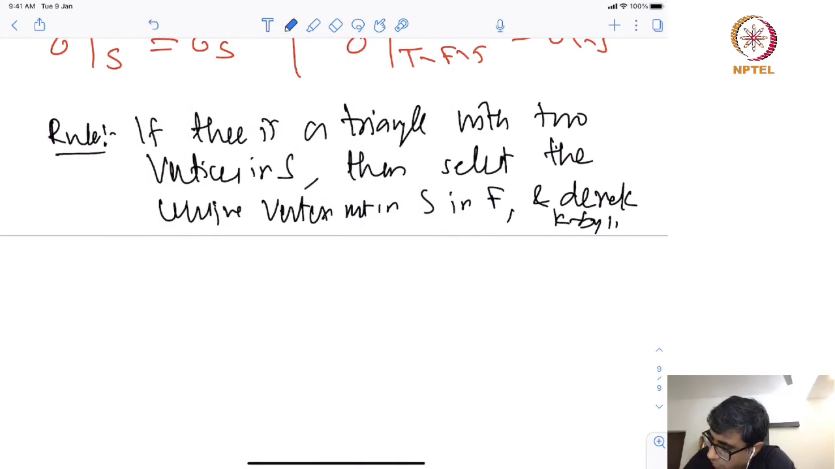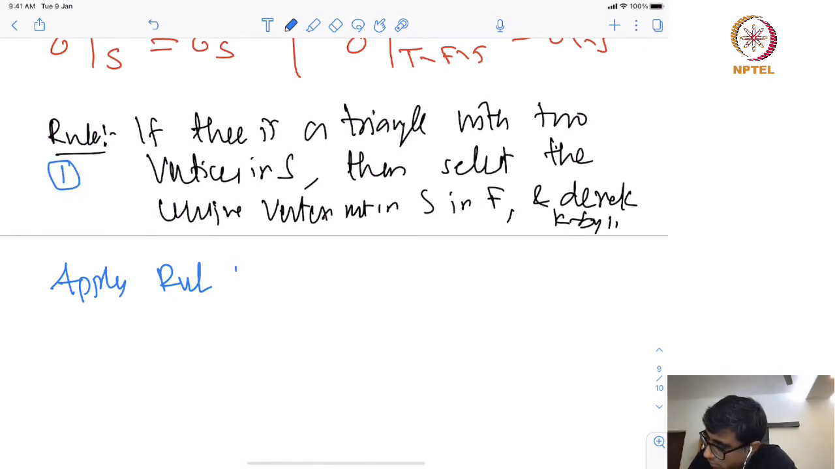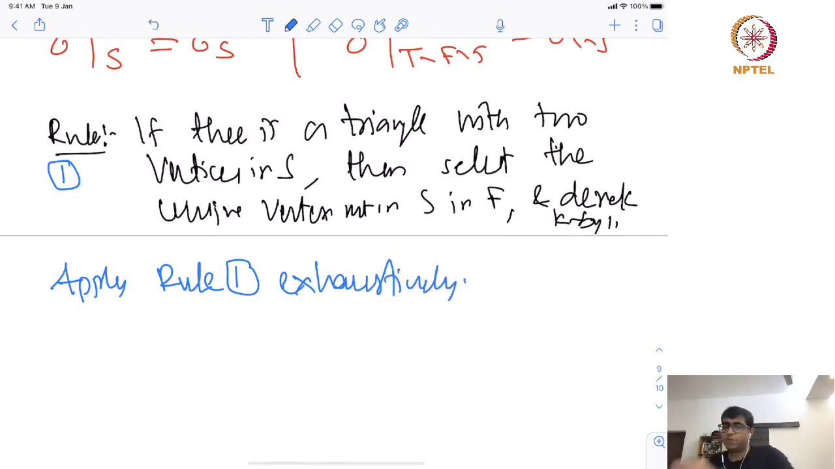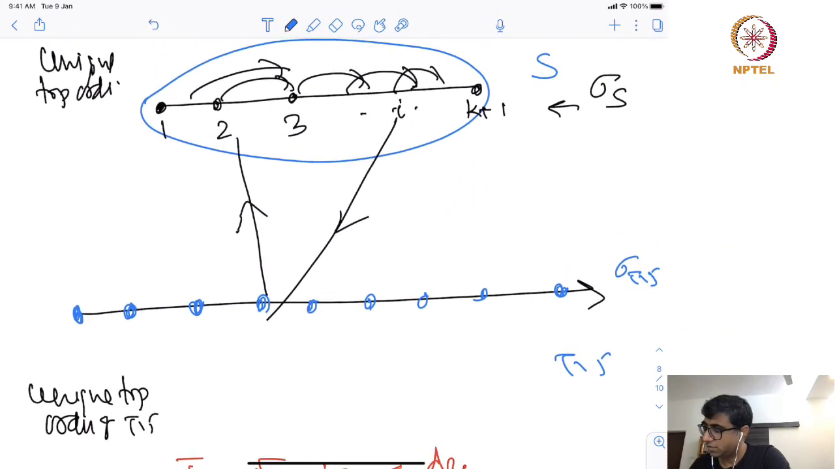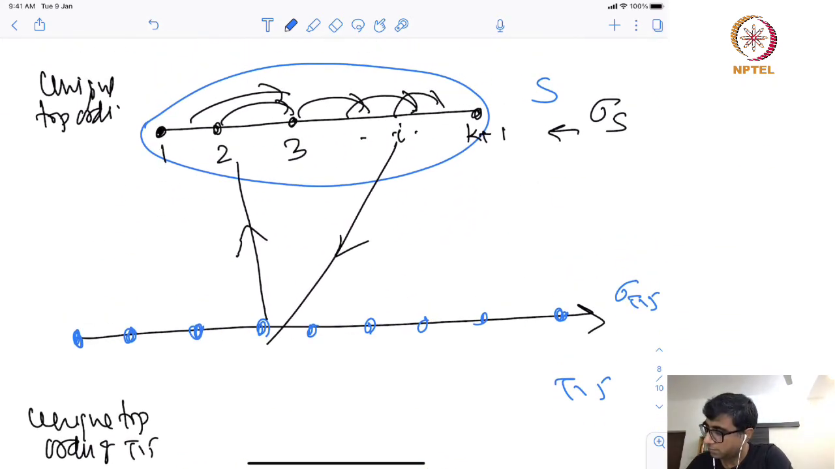Now let us apply rule 1 exhaustively. When you apply this reduction rule exhaustively, either k has become 0 and there is still a triangle, and then you can say no, or you have applied rule 1 exhaustively and now you have a graph where you cannot apply this reduction rule and there is some value of k. Now let us try to understand how that world looks.